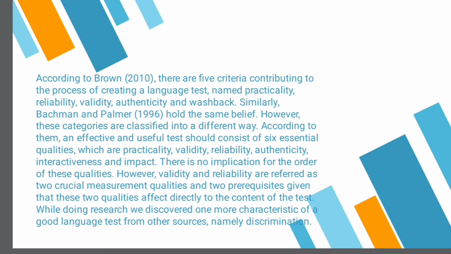According to them, an effective and useful test should consist of 6 essential qualities, which are practicality, validity, reliability, authenticity, interactiveness, and impact. There is no implication for the order of these qualities. However, validity and reliability are referred to as two crucial measurement qualities and two prerequisites, given that these two qualities affect directly the content of the test. While doing research, we discovered one more characteristic of a good language test from other sources, namely discrimination.